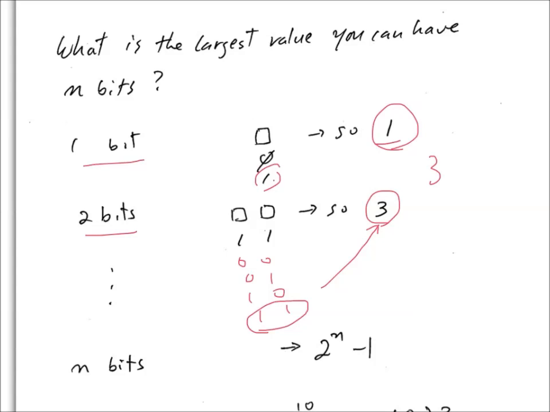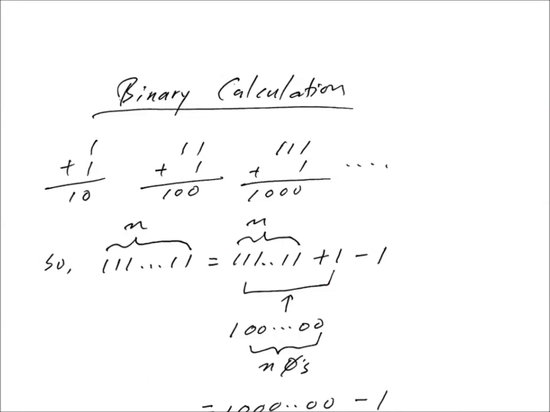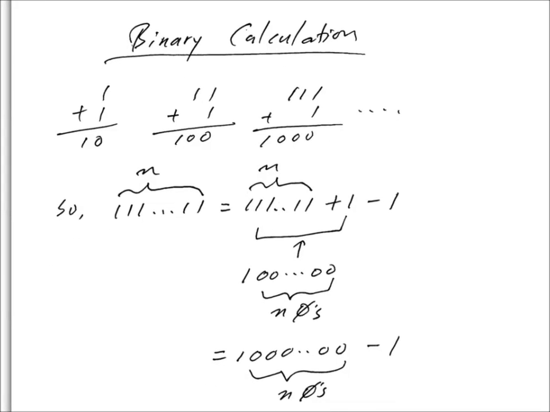How about 3 bits? If you have 3 bits, then the largest value would obviously be 111. So that would be 8. I'm sorry, that would be 7. So 4 plus 2 plus 1, that would be 7. What about n number of bits? If you have n bits, what would be the largest value possible? Well, to do that, let's look at some simple calculations using a binary system. All right, some binary calculations.